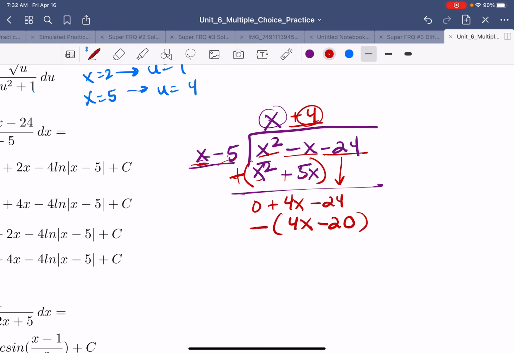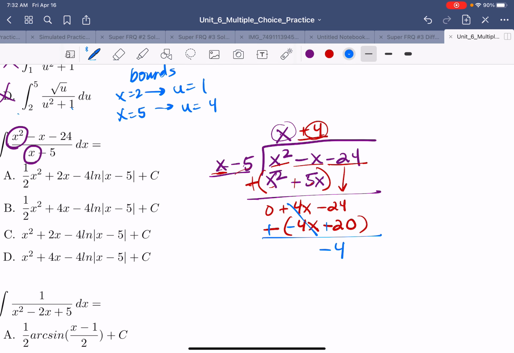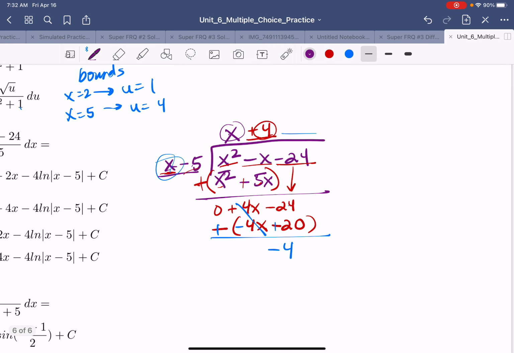So now I know I'm going to subtract this whole thing, which pretty much means that I'm going to change the signs of everything on the inside. So then I have a third color now. So then these cancel out, and then negative 24 plus 20 is minus 4. And then I'm pretty much done there because I can't multiply anything else here with x to get negative 4.